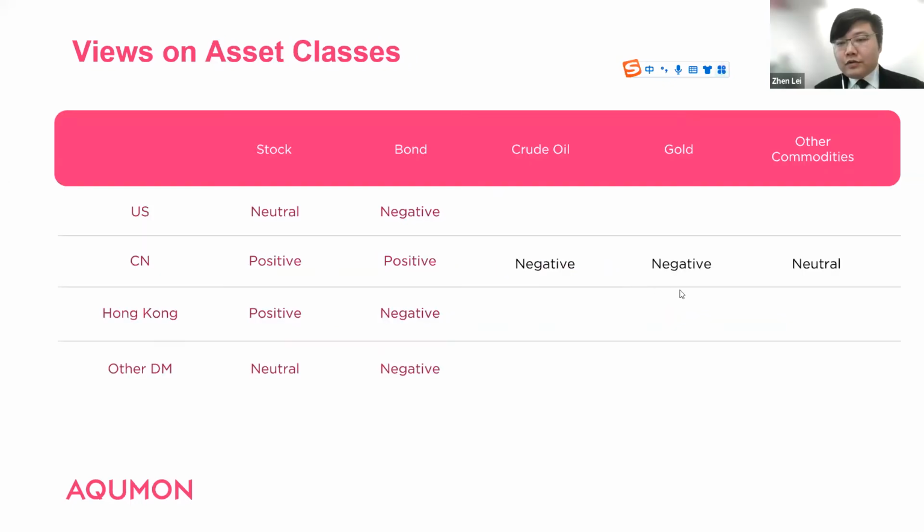For cryptocurrency, if there is a strong dollar, there can be risk for cryptocurrency. So for other commodities, we do not include cryptocurrency.